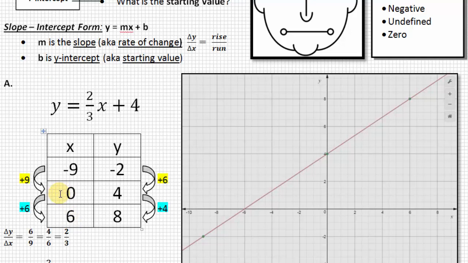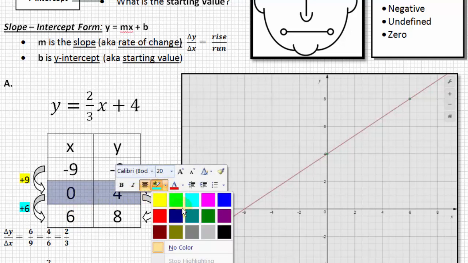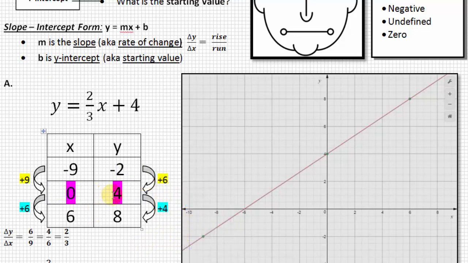And when x is 0, this right here, and let's highlight that. That's very important. What color should we use? The 0, 4, that is our y-intercept. When x is 0, that's our y-axis. The y value is 4, the y-intercept.